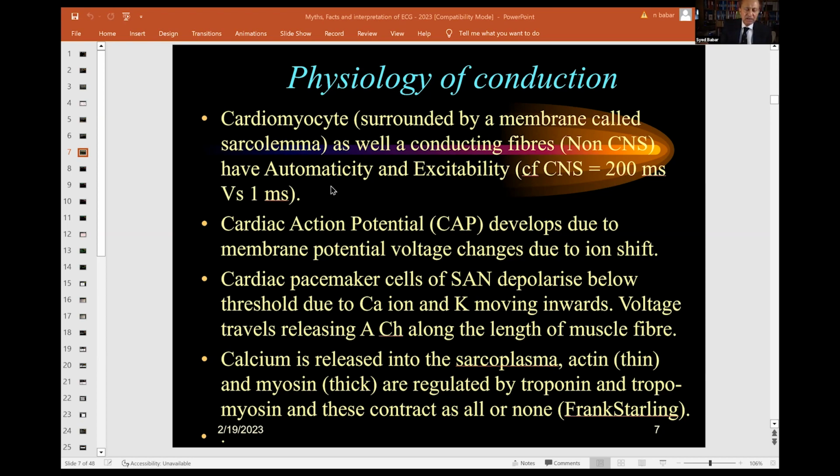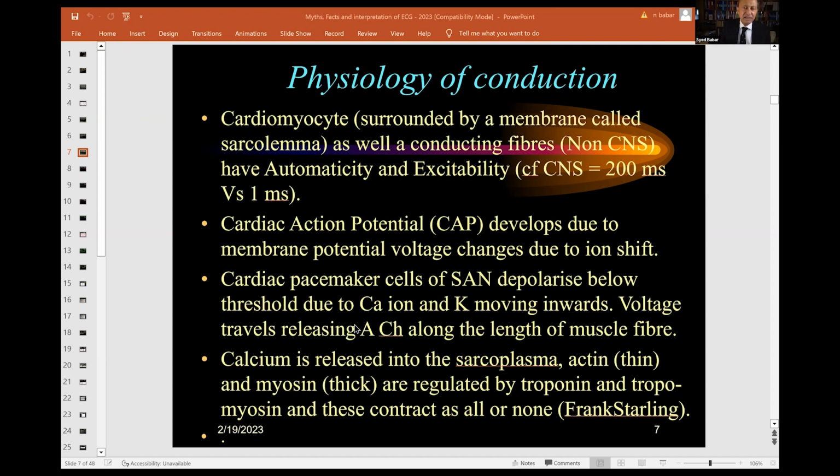And of course, the action potential develops due to the ion shift, which leads to a voltage change. Much of the action potential is produced by a selective area called the cardiac pacemaker or sinoatrial node, which depolarizes below the threshold due to the calcium ion and potassium moving inwards.